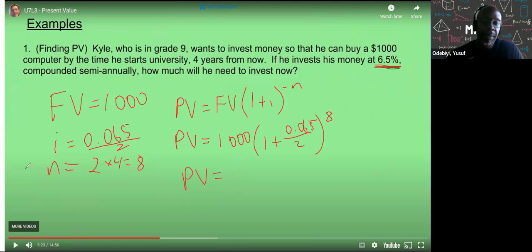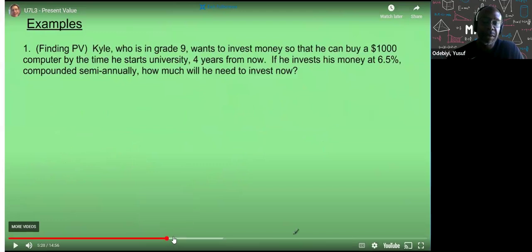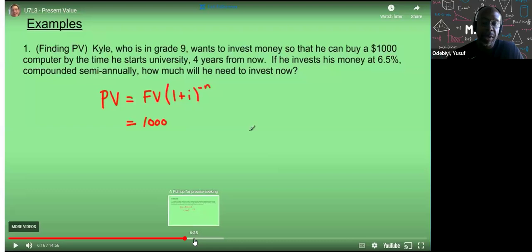Okay, so let me play it out. You know what? I'll just clear the screen. It should show the same thing, but I'll clear the screen and we'll play it out. I'll fast forward so we can see it. There you go. Like I said, present value is going to have a negative exponent. Okay, there's 1,000. The compounding period is going to be -8, right? Semi-annually, so my interest rate is divided by 2, like I said before.